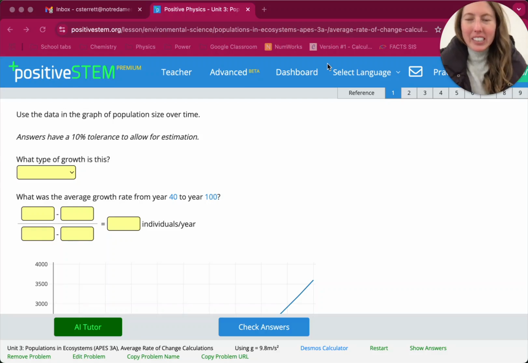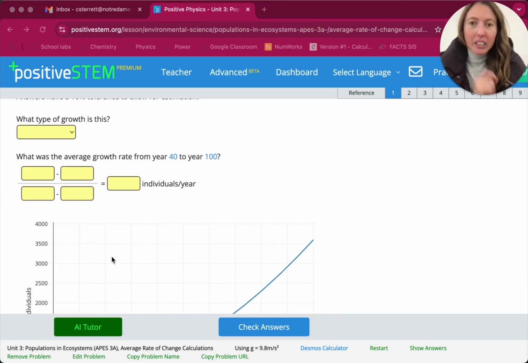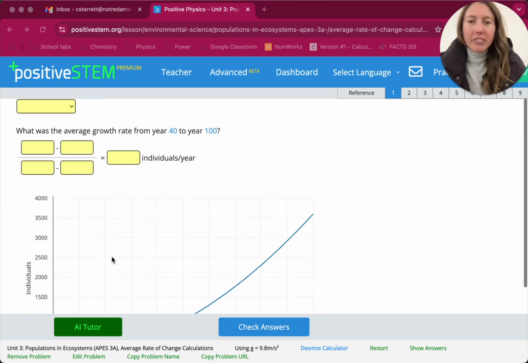Hey environmental science students, we're going to be using data and graphs to calculate an average rate of change, specifically an average growth rate of a population. And this is a really helpful skill for analyzing any graphical data. So first, you'll need to identify the type of growth.